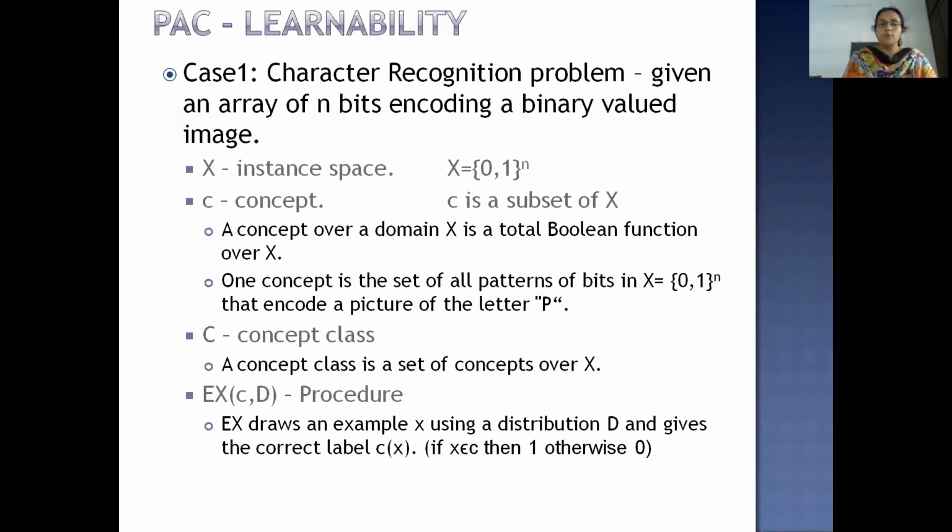Now, the procedure. Let's say that there is EX, a procedure. Okay, so EX draws an example X using a distribution D.